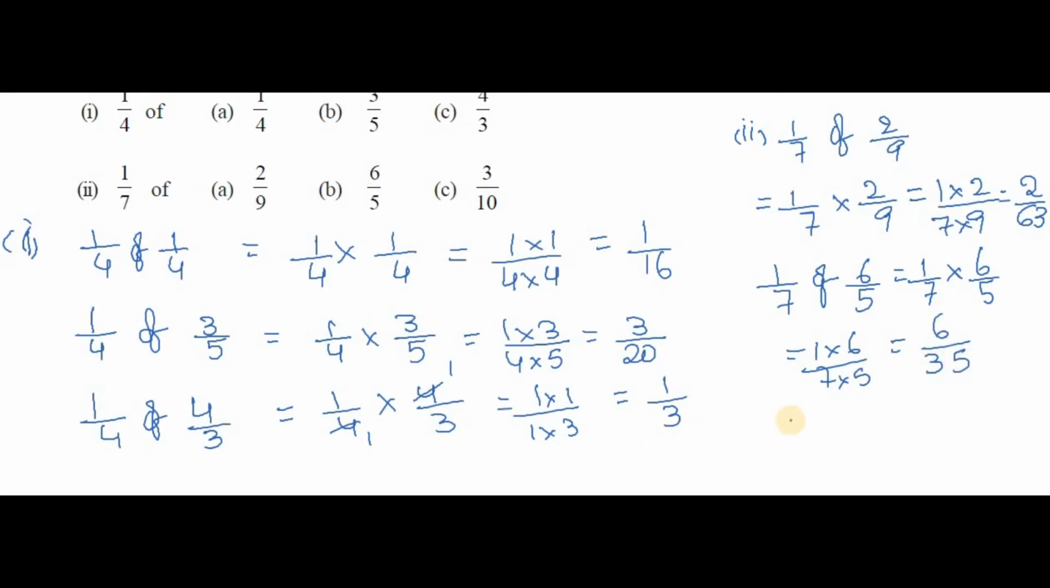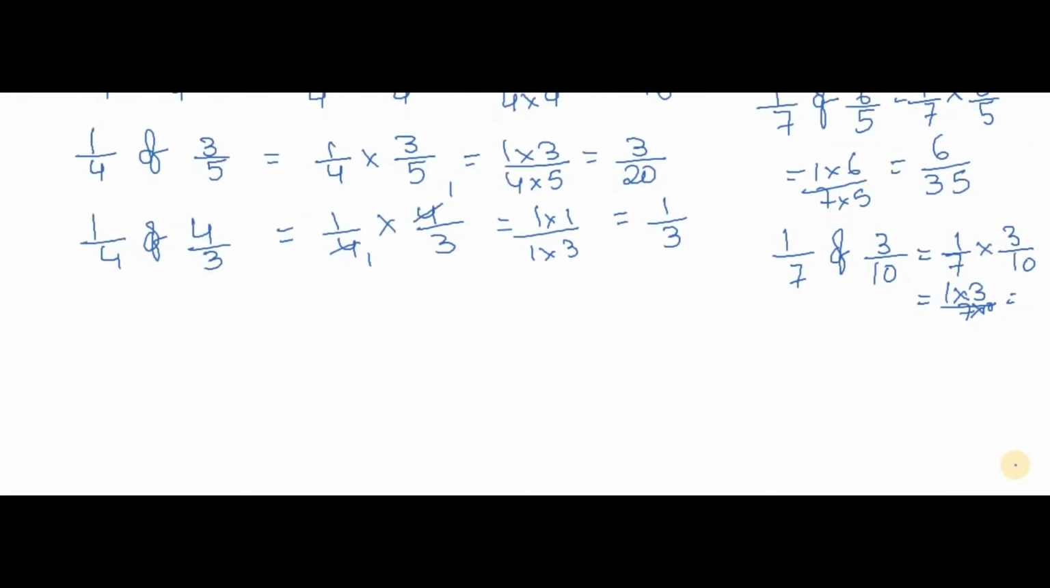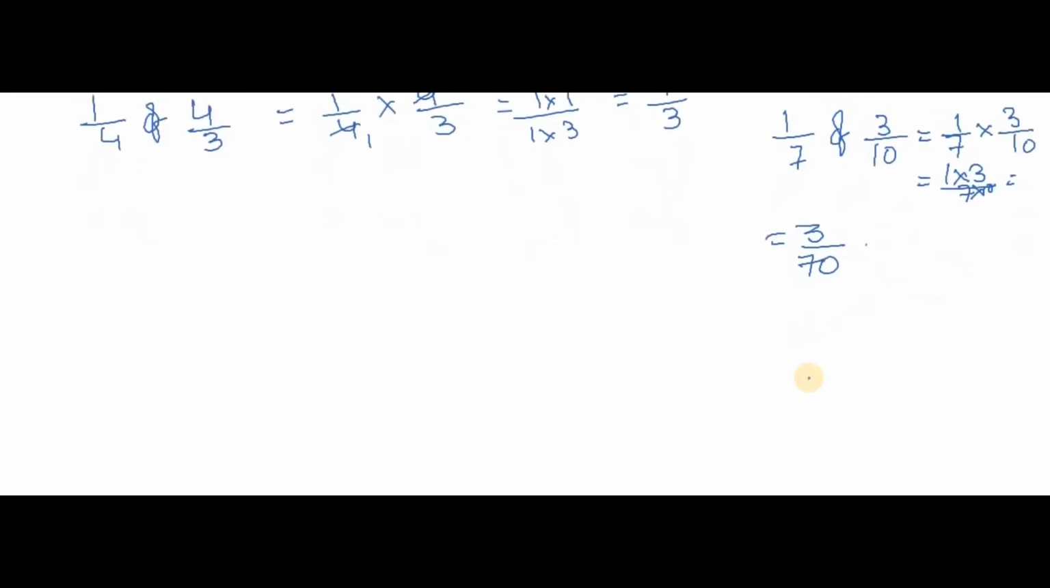Now the last one of this, 1 by 7 of 3 by 10 is equal to 1 by 7 into 3 by 10, and nothing to cancel here. 1 into 3 by 7 into 10 is equal to 1 3s are 3, 7 10s are 70, 3 by 70. Now we'll move on to the next question, students.